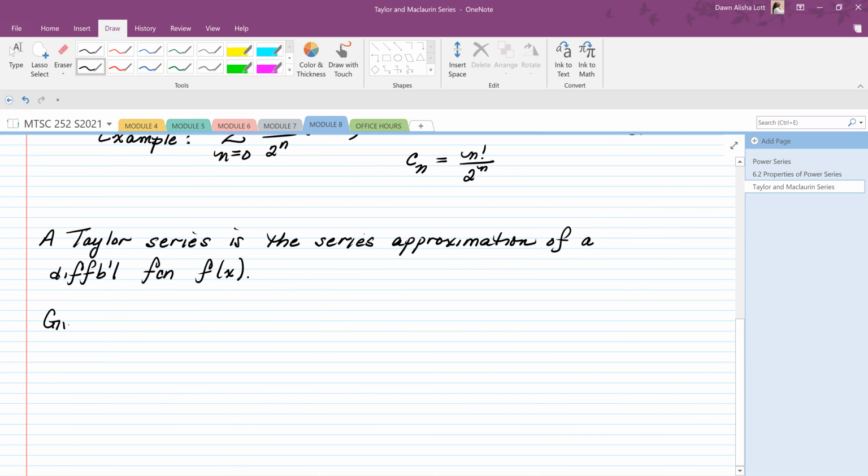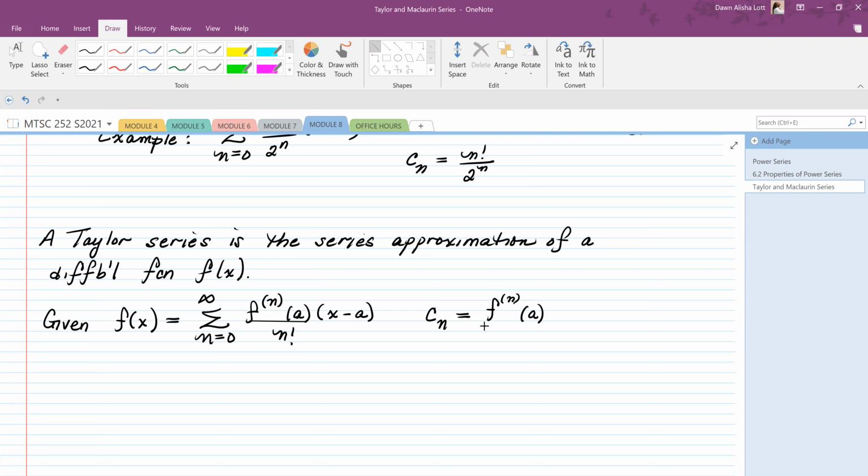So given a function f of x, its Taylor series is the sum n equals 0 to infinity of the nth derivative at some point a times (x minus a) to the n, all over n factorial. So for this power series, the c_n looks like the nth derivative of the function evaluated at the point a over n factorial.